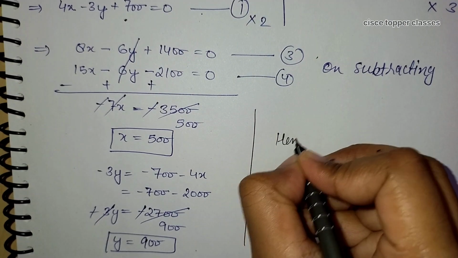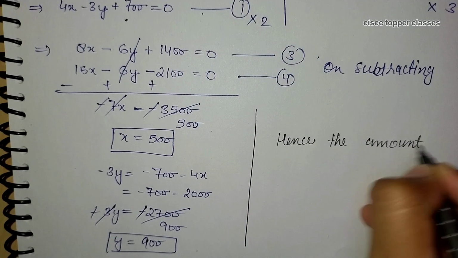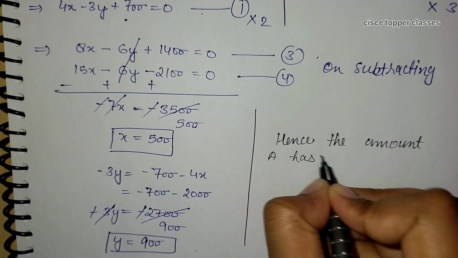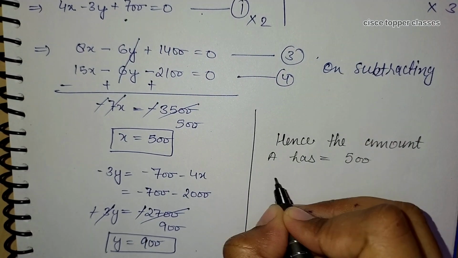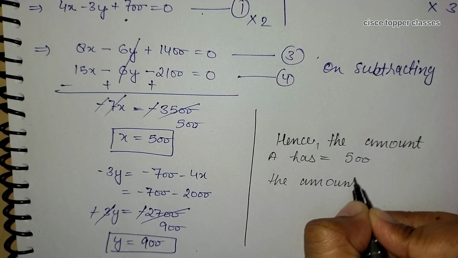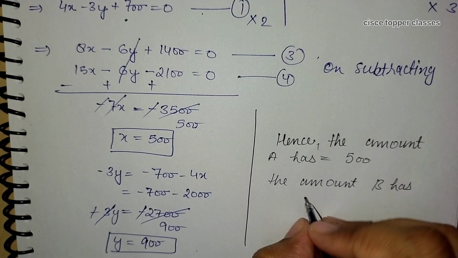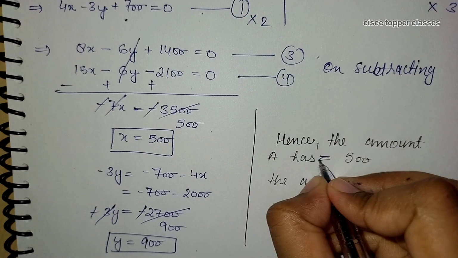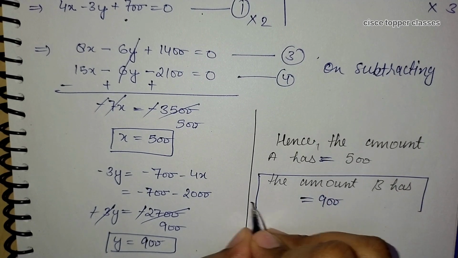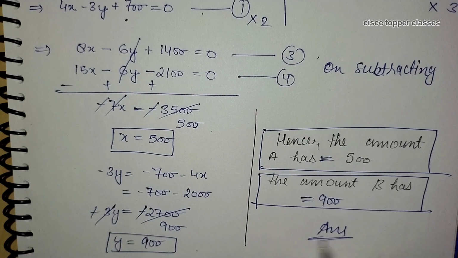We can write, hence the amount A has is equal to 500, and the amount B has is equal to 900. So this is the final answer here in this question. This is the answer here.